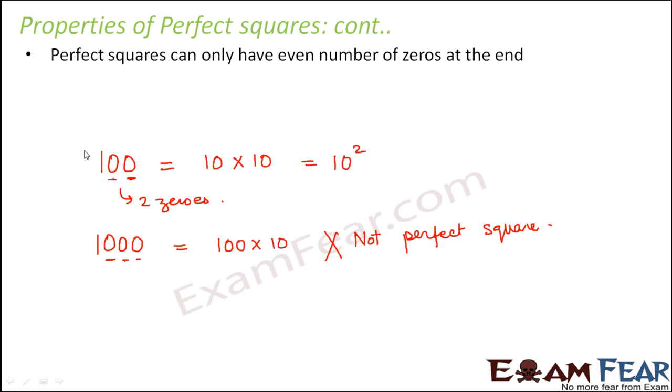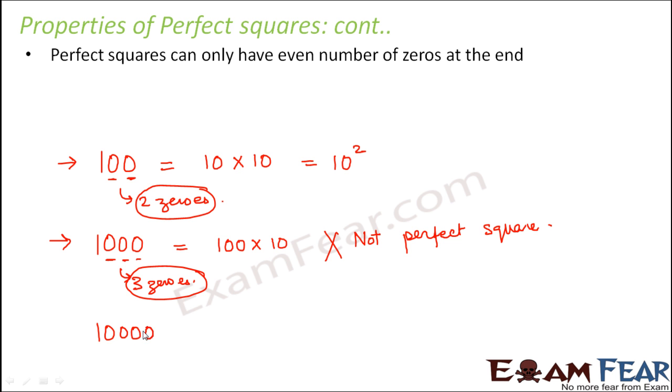So with these two examples, what do we see? That a perfect square has an even number of zeros, whereas a non-perfect square has how many zeros? Odd number of zeros. See here you have 3 zeros. So a number ending with an odd number of zeros will be a non-perfect square, and a number ending with an even number of zeros would be a perfect square.